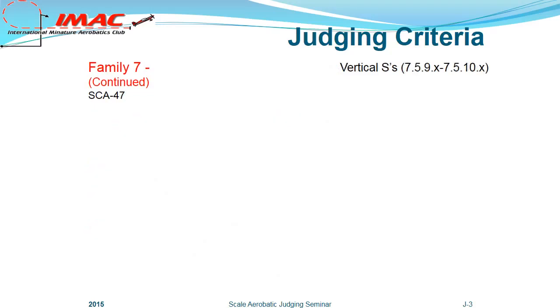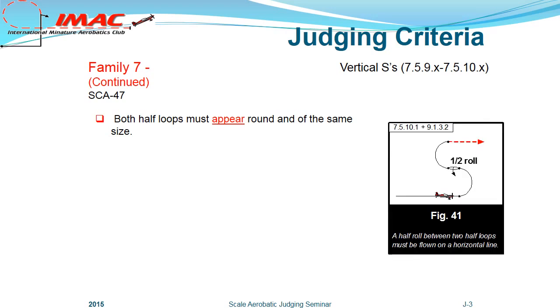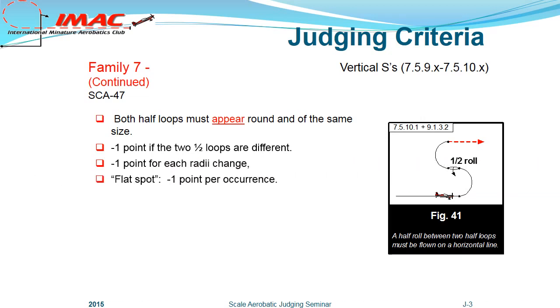Next is the vertical S. This consists of two half loops stacked one on another. Both half loops must appear round as viewed by the judges and must be drawn the same size. A deduction of 1 point is applied if the loop sizes are different, any radius change, or any flat spots are observed.